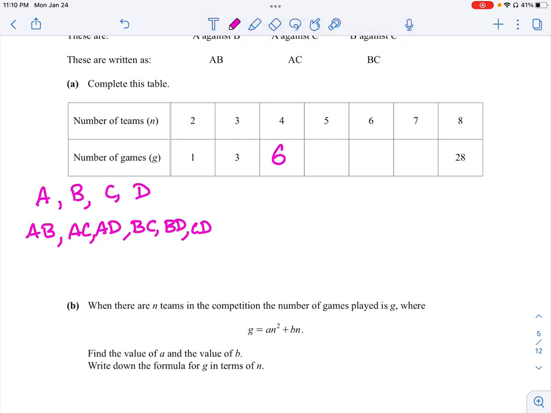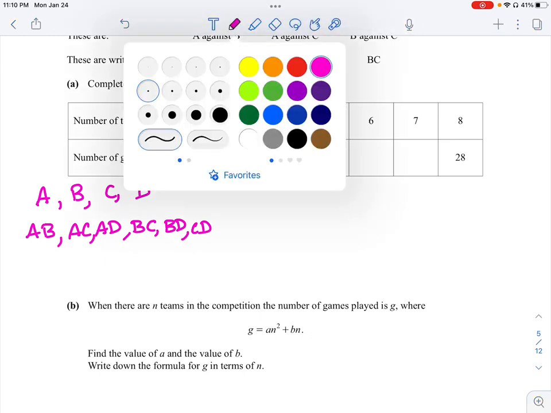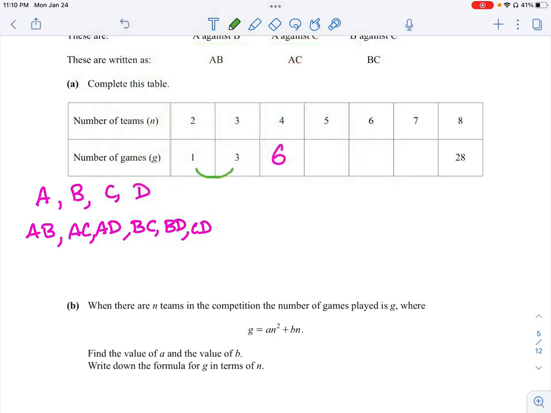So we can see the pattern. 1, 2 has been increased, 3 has been increased. So next it will be 4, it will be increased. Next 5 will be increased. Next time 6 will be increased, and 21, and next time 7 will be increased. So that's a pattern.